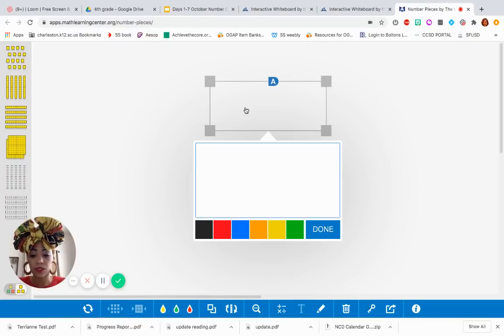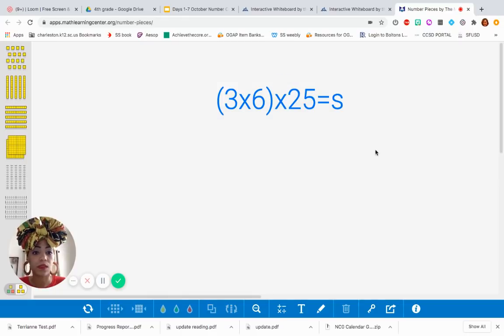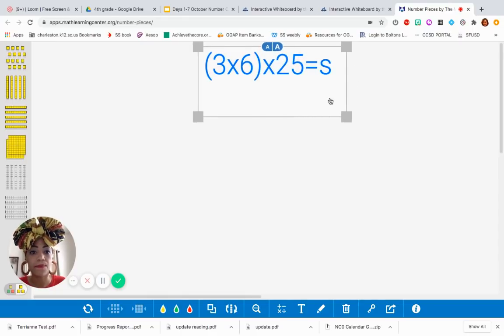All right, so you guys are working on your sketch. I'm going to work on my sketch just to make sure I know what the problem is asking. That's 3 times 6 times 25, which is S. I'm going to leave that at the top, and I'm going to work through my sketch. Continue working. You're doing a great job.